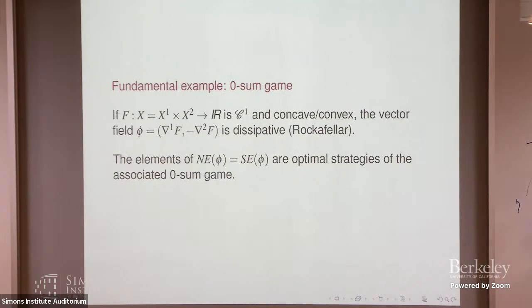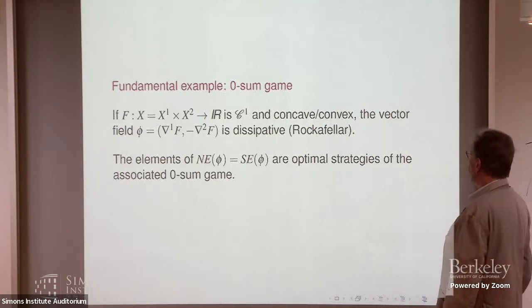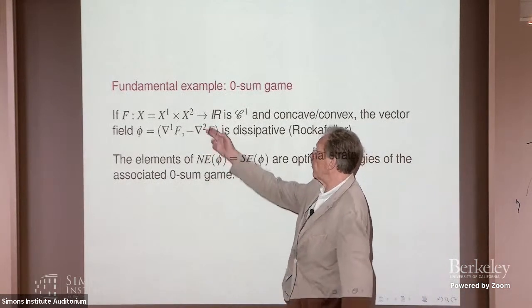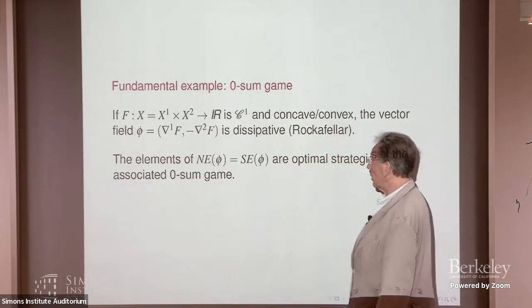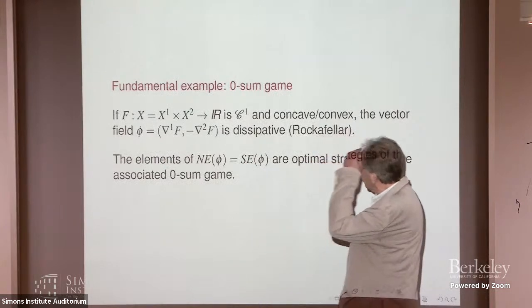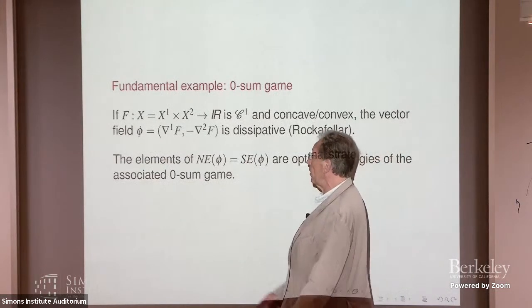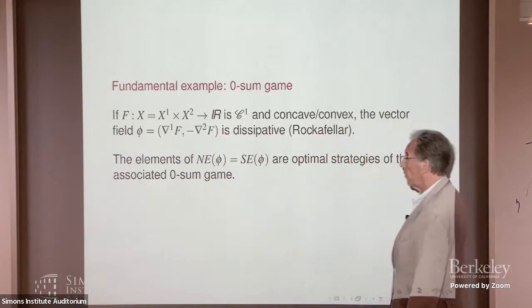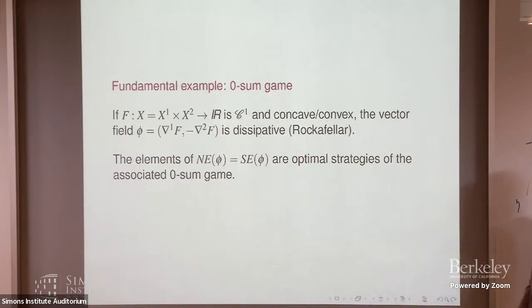And the fundamental example of a dissipative vector field is a zero-sum game. So you have a function from the product space, and it's concave convex, and the vector field is the gradient with respect to the first component minus the gradient with respect to the second, and this is dissipative. So the basic example of a dissipative vector field is a zero-sum game.